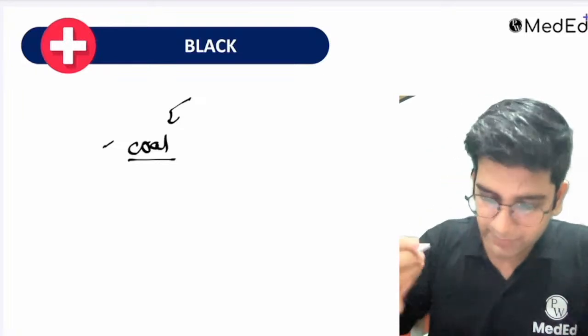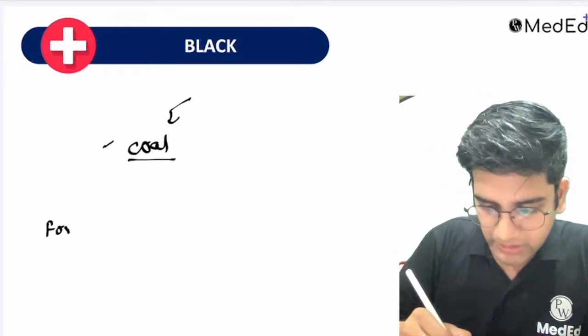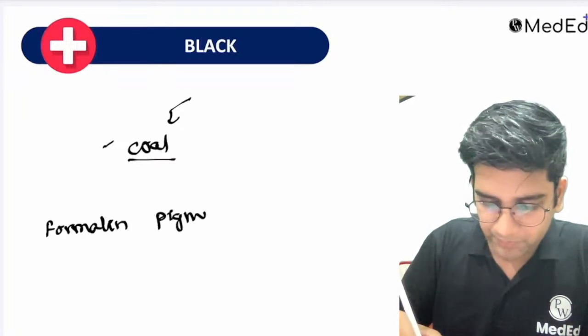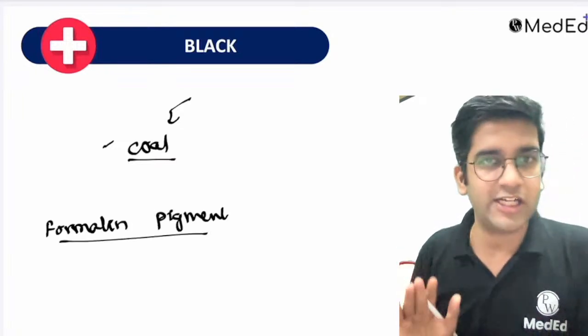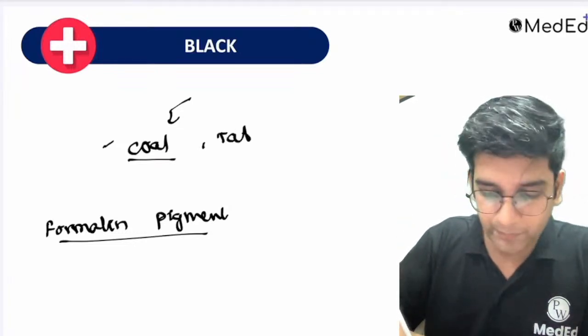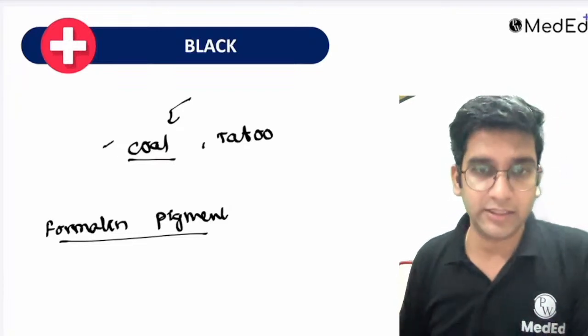Coal is definitely black in color. Since Manpreet said that, I can add that as well. There's something called formalin pigment. Formalin pigment can also be black in color. Maybe this is a bit high-fi for an undergraduate, but yes, formalin pigment can also be black in color. Tattoos can be black in color. Tattoo can definitely be black in color, right?